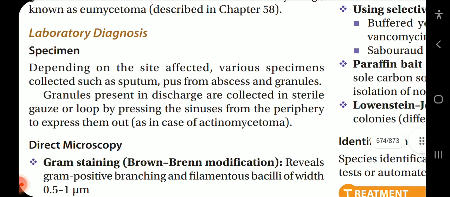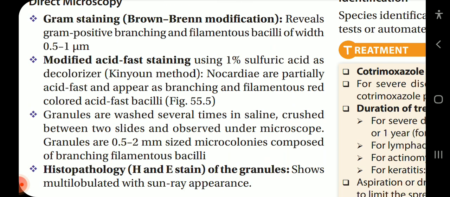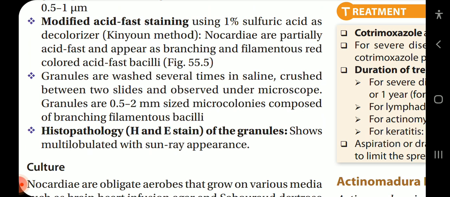Lab diagnosis. Specimen: depending on the site affected, various specimens are collected such as sputum, pus from abscess and granules. Granules are present in discharge and are collected in sterile gauze or loop by pressing the sinuses from the periphery to express them out, as in case of actinomycetoma. Direct microscopy: Gram staining, Brown and Brenn modification, reveals gram positive branching and filamentous bacilli of width 0.5 to 1 micrometer. Modified acid fast staining, using 1% sulfuric acid as decolorizer, the Kinyoun method: nocardia are partially acid fast and appear as branching and filamentous red colored acid fast bacilli.